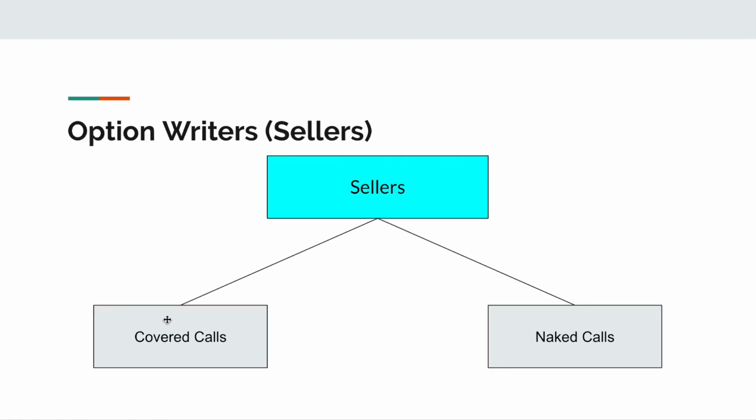And then we talked about covered and naked option contracts. I said covered calls and naked calls here. Calls are just a type of option trade. We'll talk about calls and puts in our next chapter, I believe, chapter 4.